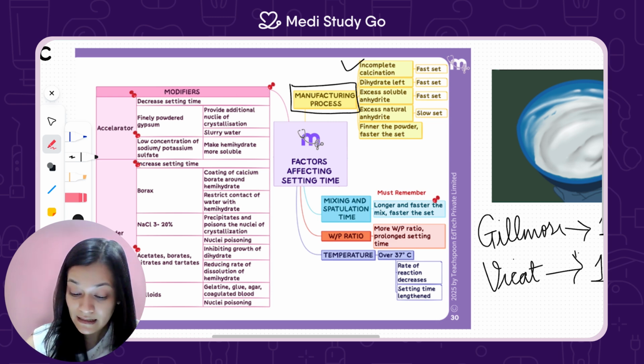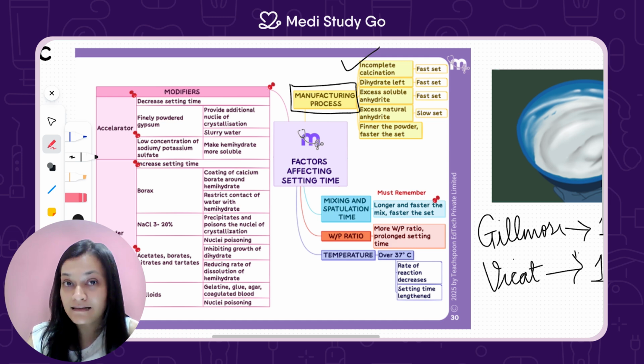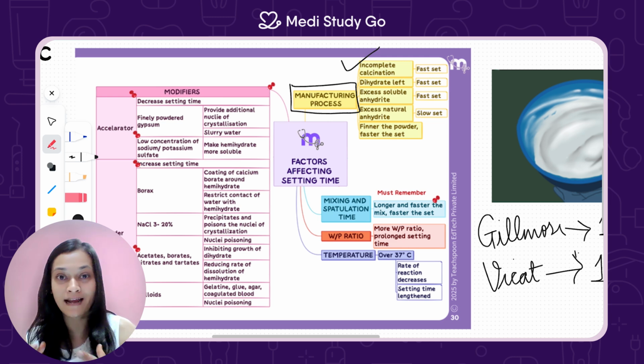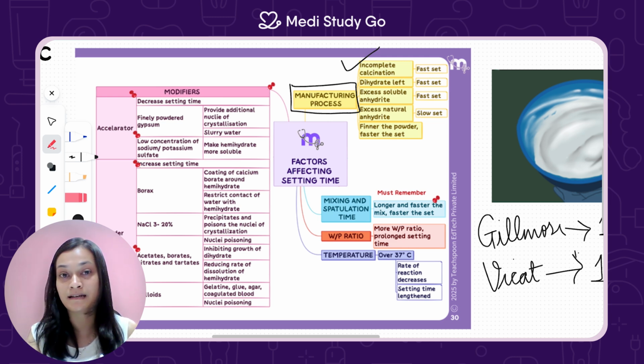What exactly? It can be incomplete calcination that leads to faster set, or there is some amount of dihydrate that is already present. So we know dihydrate immediately precipitates.